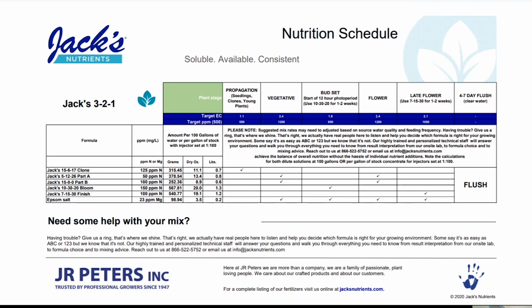There's no need for the addition of CalMags and other supplements. CalMag is actually already in these products. You're going to be getting your calcium from the 1500 Part B and your magnesium from the Epsom salt. So if you do need to adjust the rates of calcium or magnesium, you can do so by adjusting those formulas rather than adding in additional components.